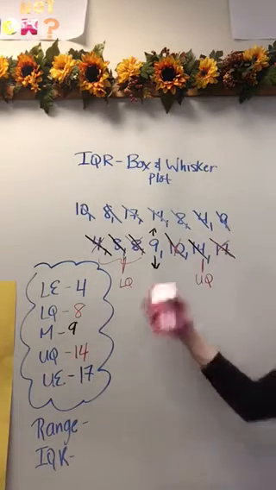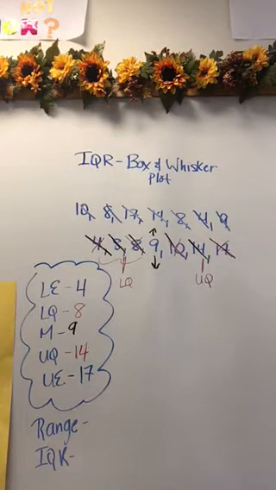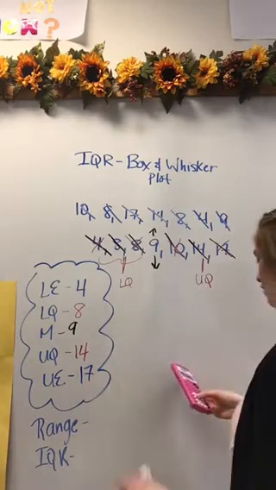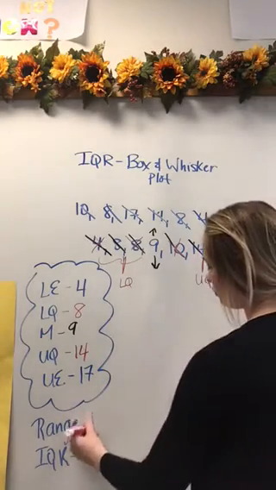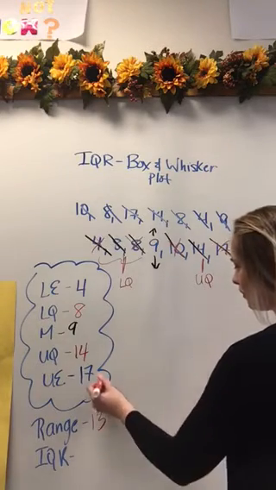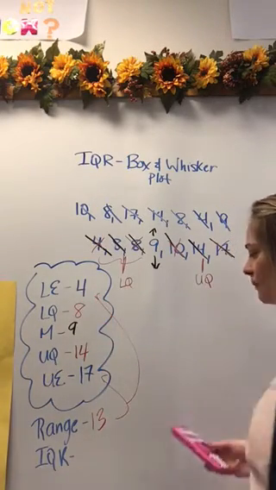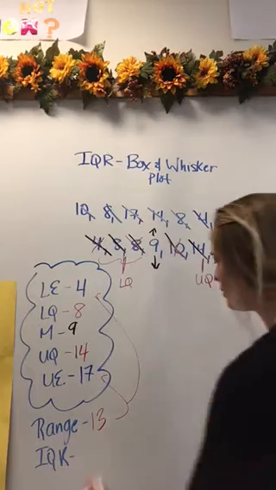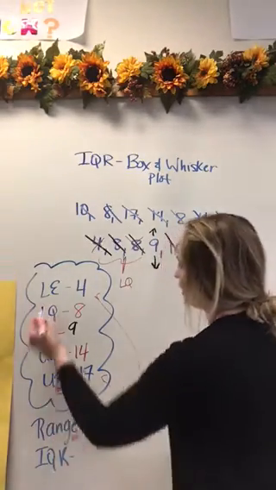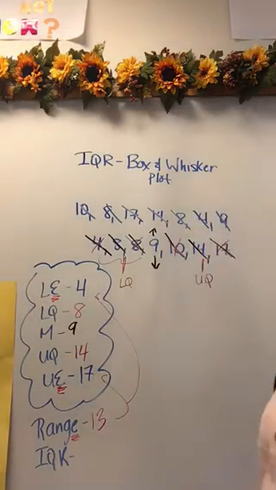So now I've done a really great job of keeping my work nice and organized. So in order to identify the range, you would be subtracting your lower extreme from your upper extreme, which is 17 minus 4, so your range is 13. And again, what I did was I subtracted my lower extreme from my upper extreme. If it helps you remember, range ends in an E, and the word extreme has E's in it.